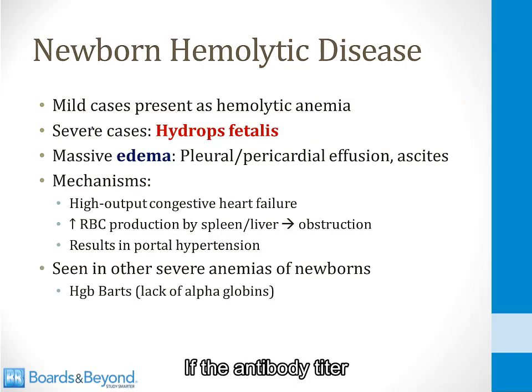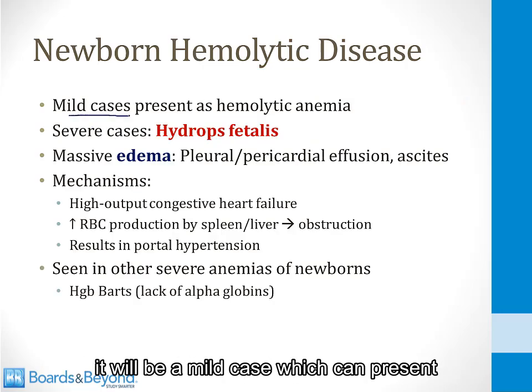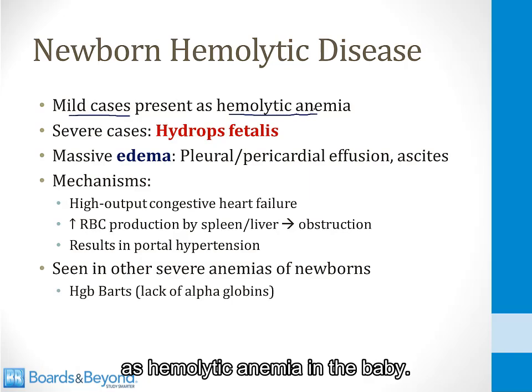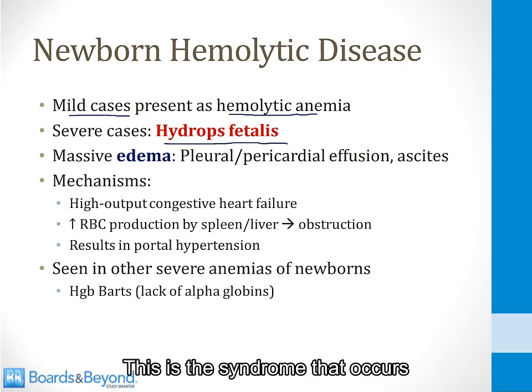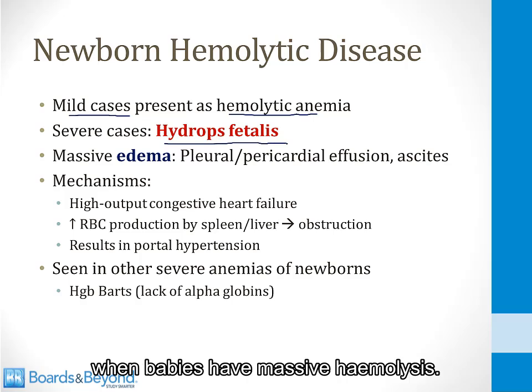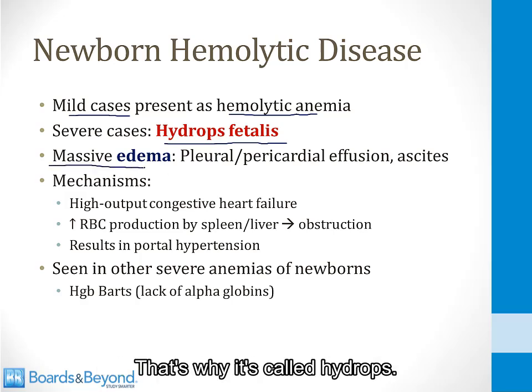If the antibody titer in the mother is low, it will be a mild case which can present as hemolytic anemia in the baby. If the antibody titer in the mother is high, it can present as what's known as hydrops fetalis. This is the syndrome that occurs when babies have massive hemolysis. You can also see it in certain severe forms of thalassemia. The baby develops massive edema, that's why it's called hydrops. You can see this on ultrasound of babies who have this condition. There will be pleural effusions, pericardial effusions, ascites.